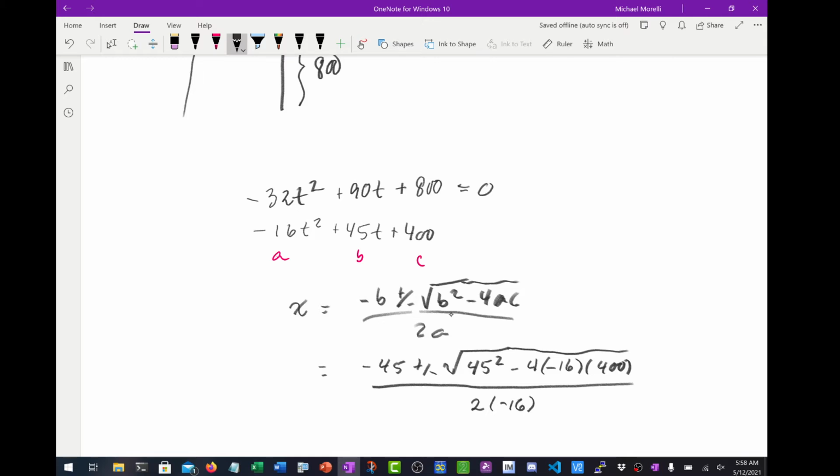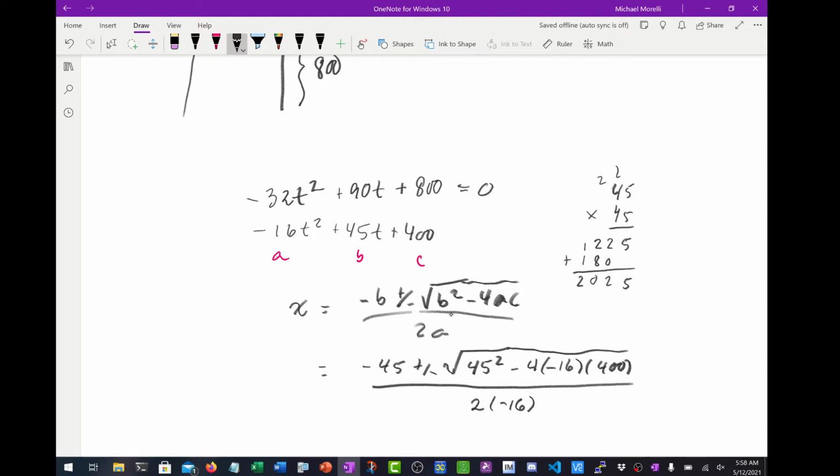Okay, so we've got some work to do. 45 squared is 45 times 45. 5 times 5 is 25. 4 times 5 is 20, plus 2 is 22. 5 times 4 is 20. 16 plus 2 is 18. So this is 2025.